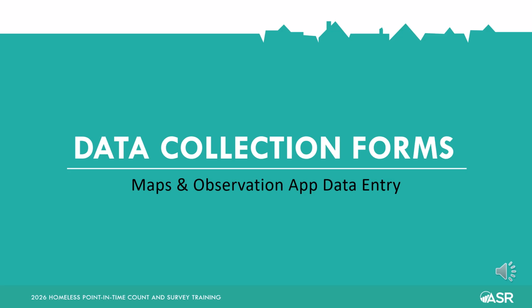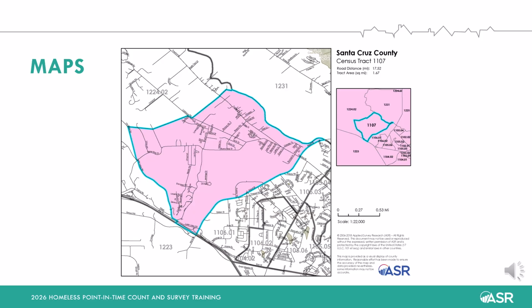The next set of slides will outline how to use the data collection forms that you will use on the morning of the count. Each team will be able to select specific routes and be given maps of those routes, which will be emailed to you prior to the count. If there are issues printing the map, there will be a few locations across the county where a physical map can be picked up. Your route will be outlined.